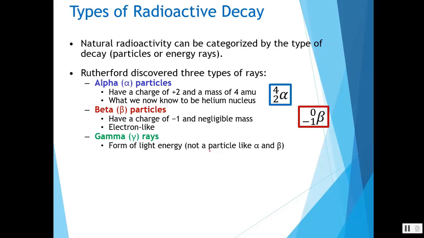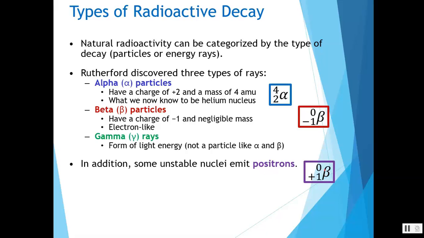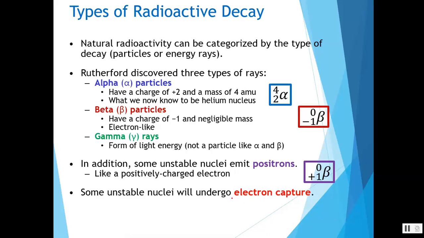We're also going to see that some of these isotopes can emit what we call a positron. A positron is like an electron, but instead of being negatively charged, it's going to be positively charged. So we'll use the same symbol for the positron, but our charge now is going to be +1. And then we can also see that in the 5th type of radioactive decay, called electron capture, there's a beta particle, but rather than being emitted, that beta particle is going to be absorbed by the nucleus.